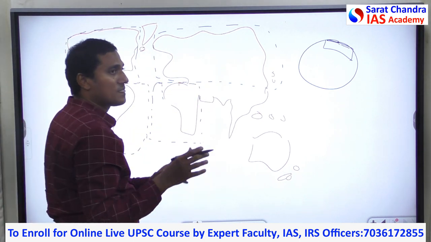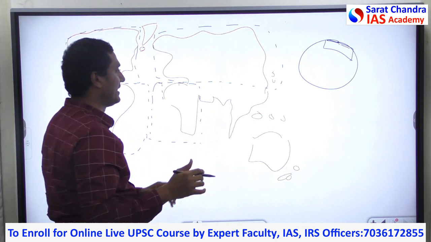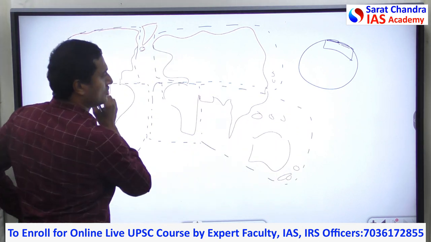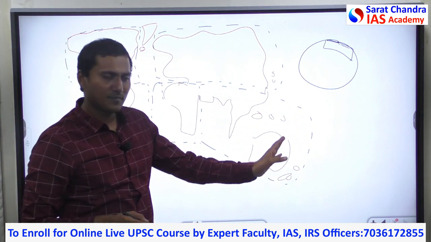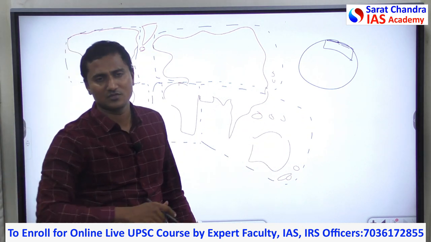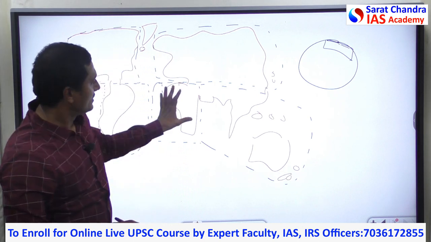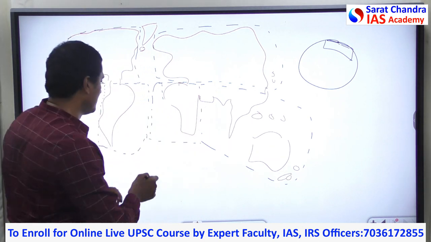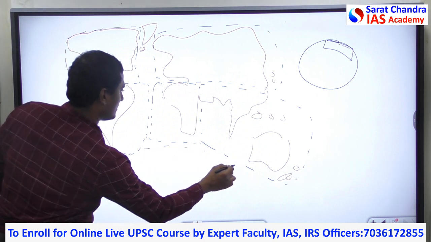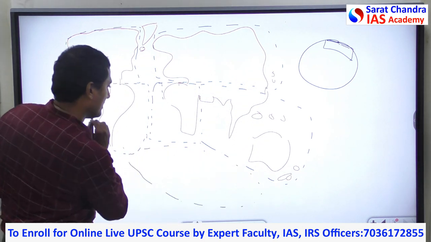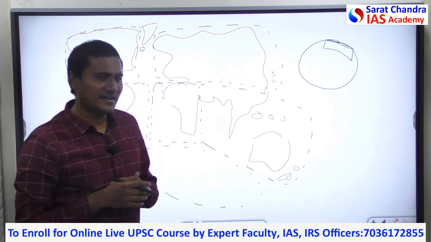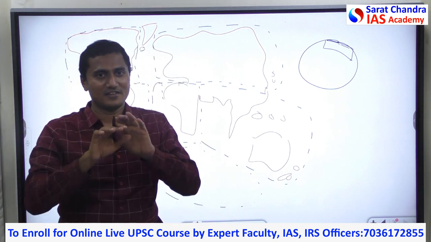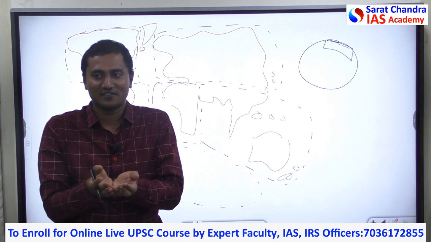Then you have the Indo-Australian plate, see? This one. Indo-Australian plate. New Zealand is a separate small plate, but don't bother about that. Small plates, don't discuss. Then the Antarctica plate, which is here, see. Antarctica plate. In this map, did I forget anything? I covered the entire Earth.